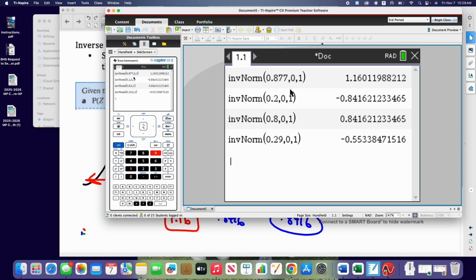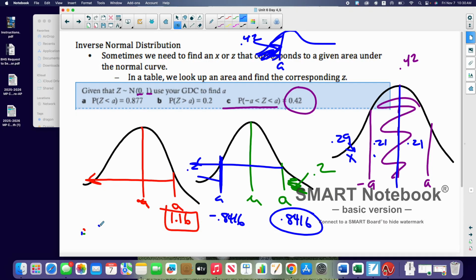What's the value of positive A? Just the positive version of that, correct? So 0.553 is A. That's what I'd say A is. Negative A would be negative 0.553, okay? Is there a way that I could have found A directly? What area would I put in to get A directly?